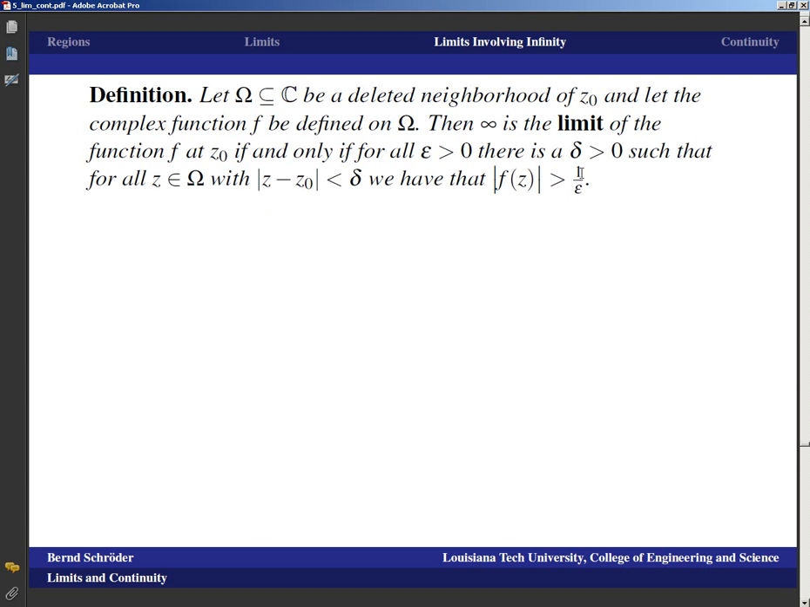Remember that technically we could just say greater than epsilon, but the connotation is that epsilon is small, which means 1 over epsilon is large, and so this definition just says when z is sufficiently close to z0, then f of z gets incredibly large. And that's what an infinite limit should be, right? As you get close to the point, your function blows up. The notation is that the limit as z goes to z0 of f of z is equal to infinity.